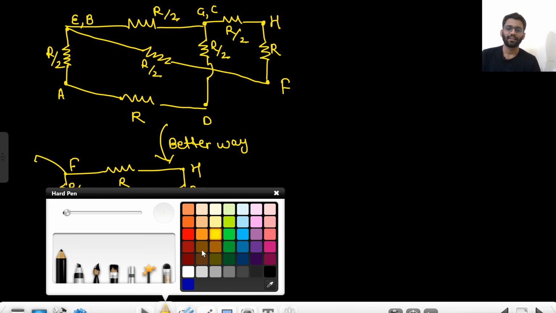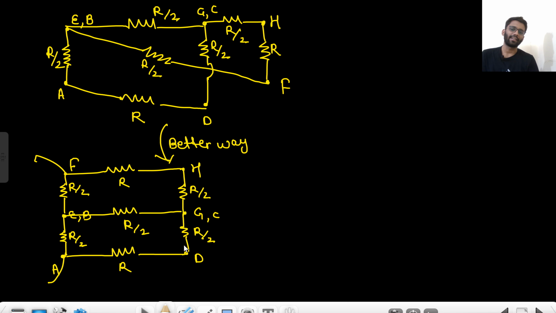Now you can see one thing here. What is that? That this is acting as a Wheatstone bridge, because this is 3R by 2 here, this is 3R by 2 here, this is R by 2 here, and this is R by 2 here. 3R by 2 into R by 2, R by 2 into 3R by 2. This is a Wheatstone bridge. So you can neglect this R by 2 resistance.